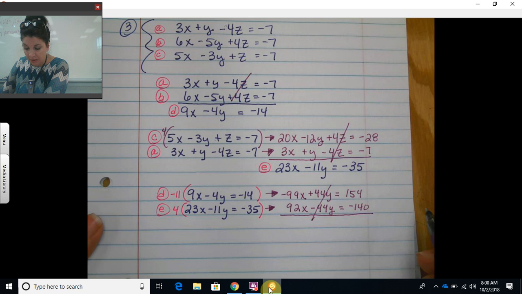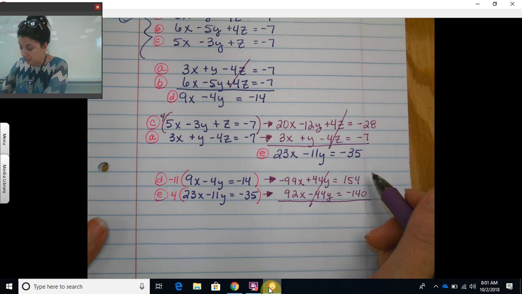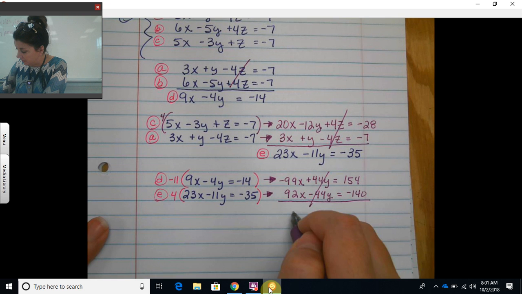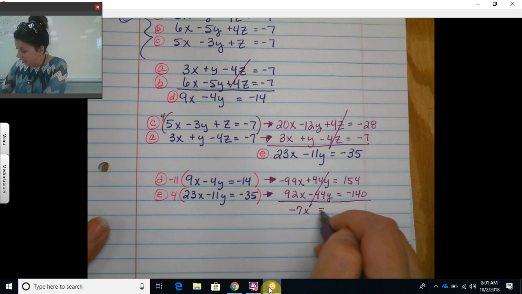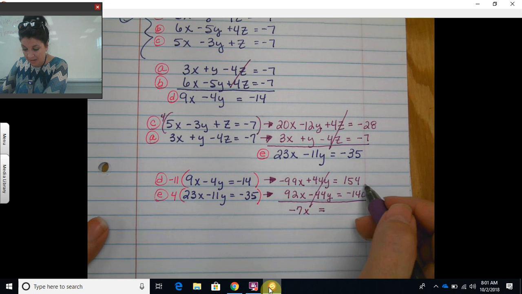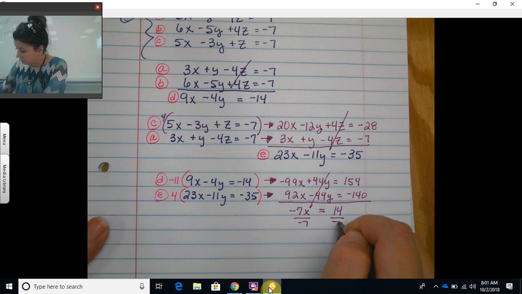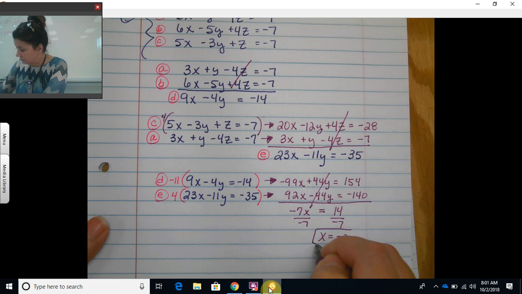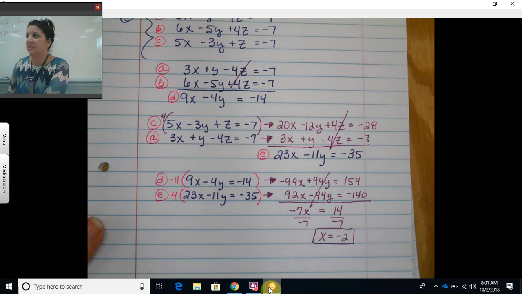Combining like terms, negative 99x to positive 92x make negative 7x. And 154 minus 140 is 14. Solve for x. Am I finished? Stop here. I found what x equals. No. I have to find all 3 variables.